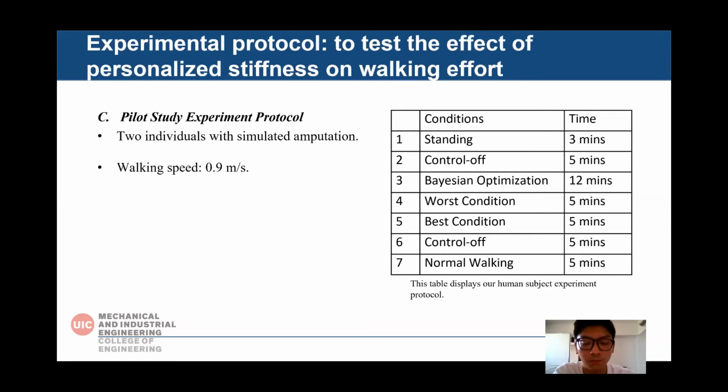After that, we conducted the optimization for 12 minutes to get the best and the worst condition. Then we did the worst and the best condition again. We conducted the control mode 2 times because we wanted to make sure the metabolic cost was not influenced by tiring and adapting.